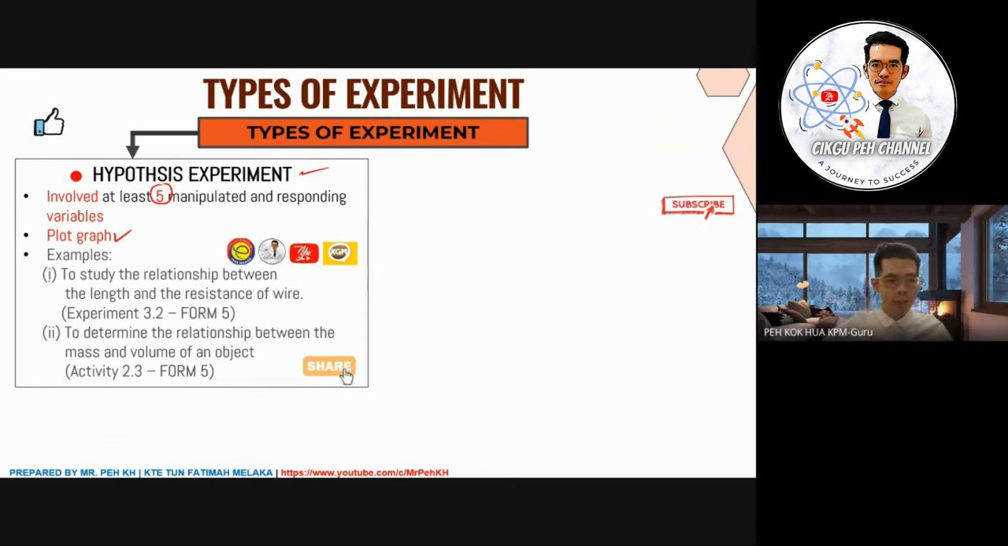So here we have a few examples of the experiment under the hypothesis experiment. Okay, so the first is to study the relationship between the length and the resistance of wire. Then the second is to determine the relationship between the mass and volume of an object. Okay, so for the first, to study the relationship between the length and the resistance, that means we need to have five different MV, which is the length of the wire, which can be 20, 30, 40, 50, and 60. As you already went through your chapter 3, the resistance of the wire increases when the length of the wire increases.